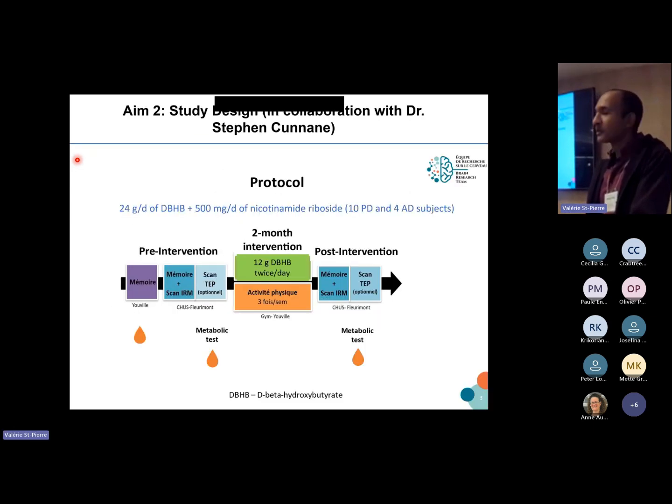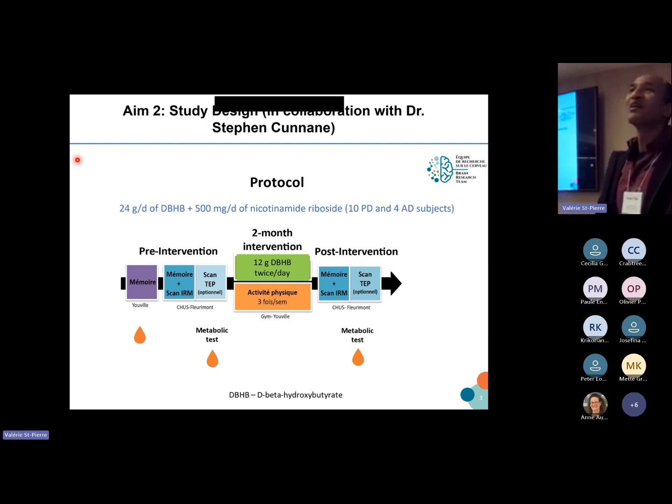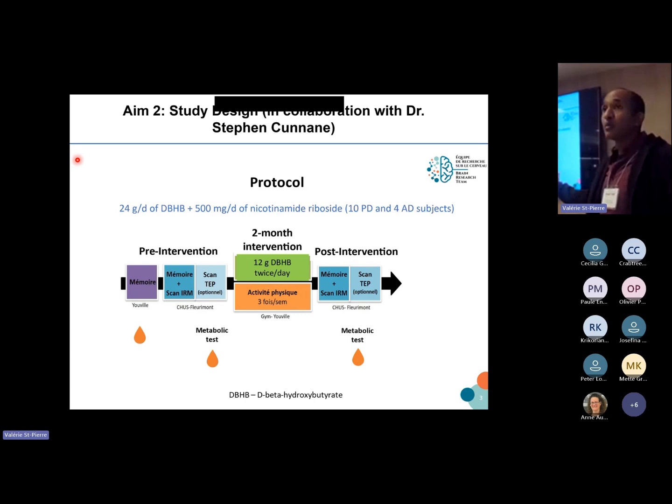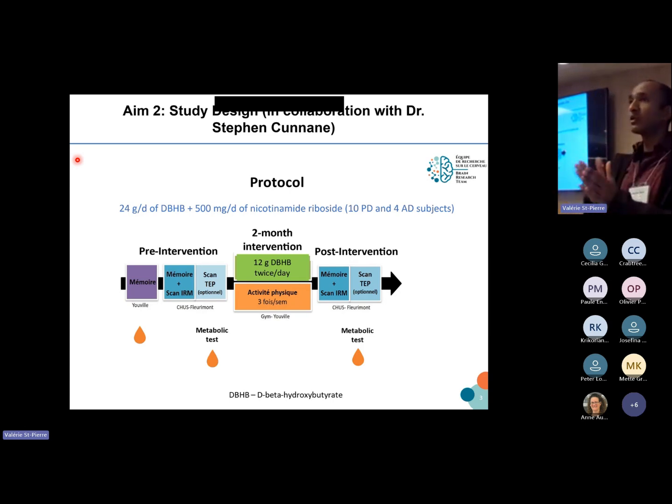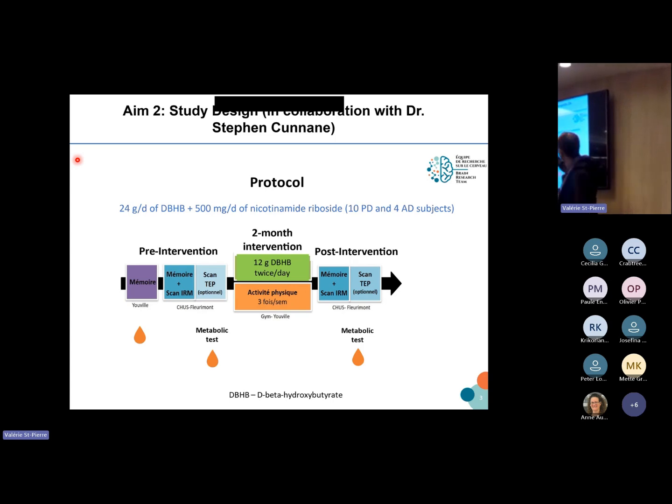Now we go to the second study, the one with Dr. Cunane. And please feel free to correct me on the design, you and Valerie. Basically, this was a pilot study that explored the effects of the beta-hydroxybutyrate salt, administered at 24 grams per day, in 10 patients with Parkinson's disease and 4 with Alzheimer's. So it was a before and after trial. There was 1 day of acute intervention, where they did memory testing before and after. And after the acute phase, there was a 2-month intervention.